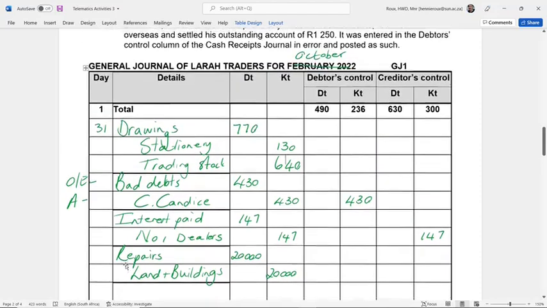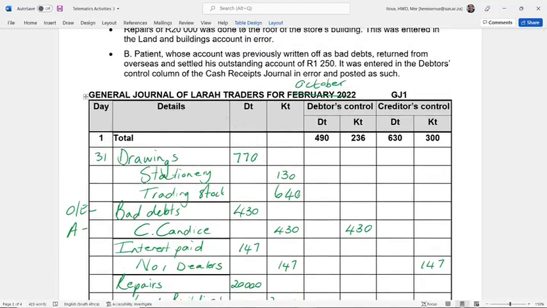And the last one: Be Patient, whose account was previously written off as bad debt, returned from overseas and settled his outstanding account of 1,250. And it was entered in the debtors control column of the cash receipts journal in error, and posted as such. Remember what I told you? We ask ourselves, what were we supposed to do? We received money, we debited bank. That's fine, we did that. We were supposed to credit bad debts recovered. So that is what we do.